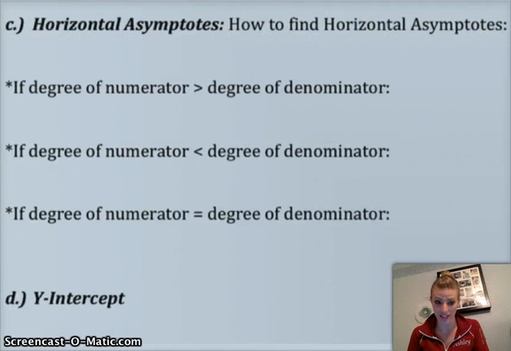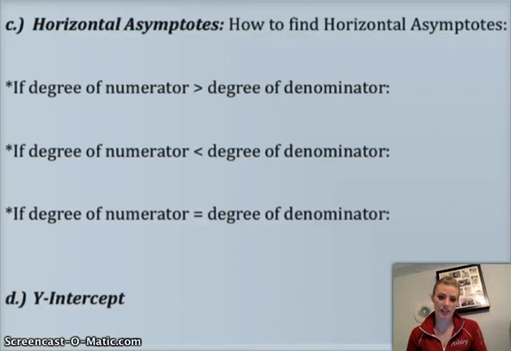Okay, next are the horizontal asymptotes. And there are 3 different scenarios for the horizontal asymptotes. One, the degree of the numerator is bigger than the degree of the denominator. Second is the degree of the numerator is smaller than the denominator. And then last, if the degree of the numerator is equal to the degree of the denominator.